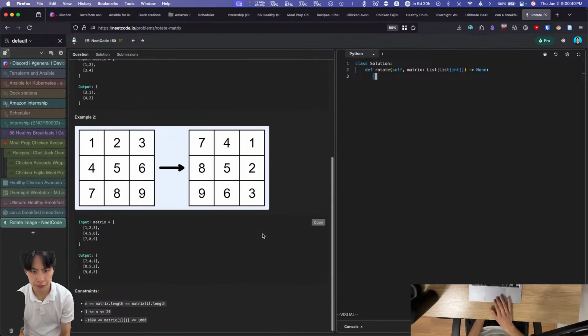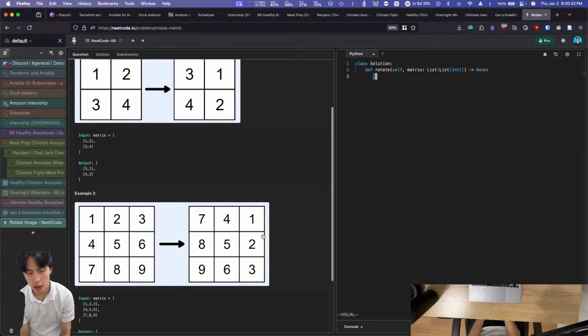Sure. You do it in place, is it not? Like what? 2 goes to... or 1 goes to the next. 4 goes up. 7 goes up. Kind of think 5 just stays where it is.